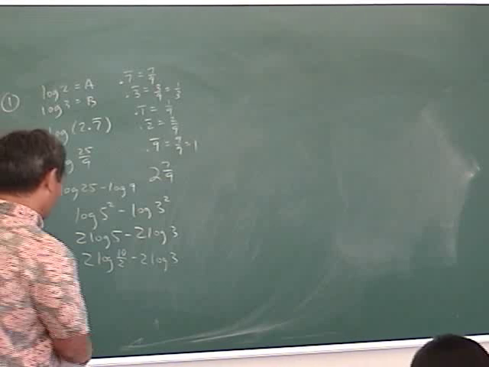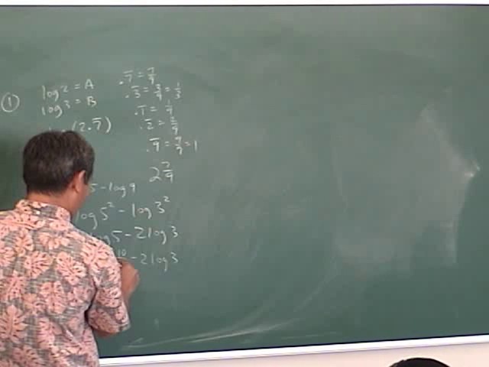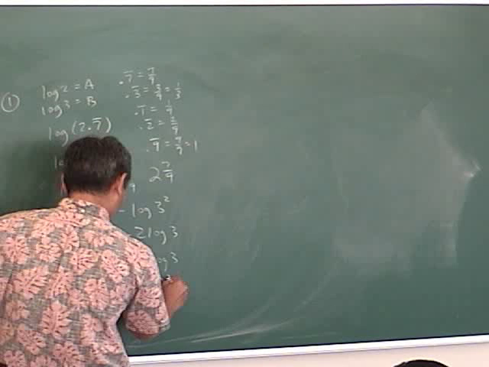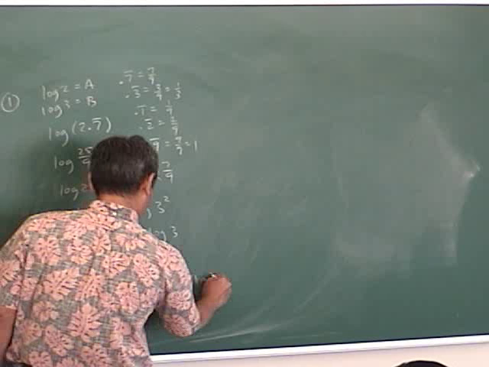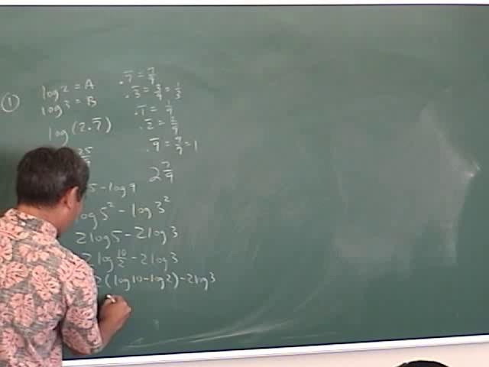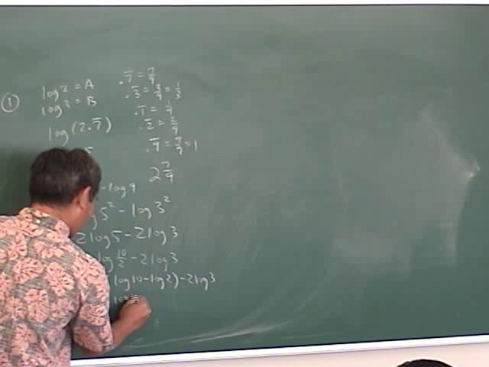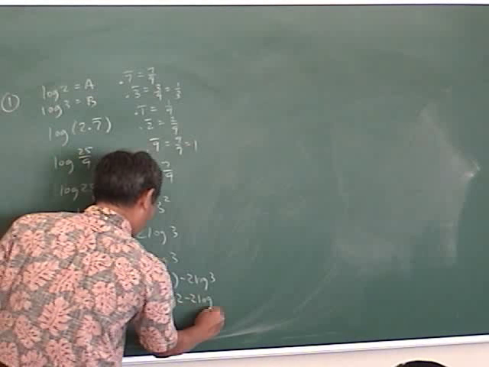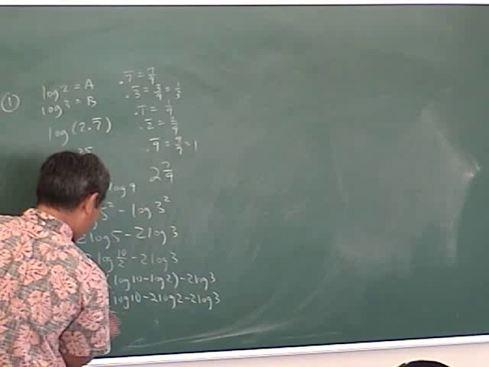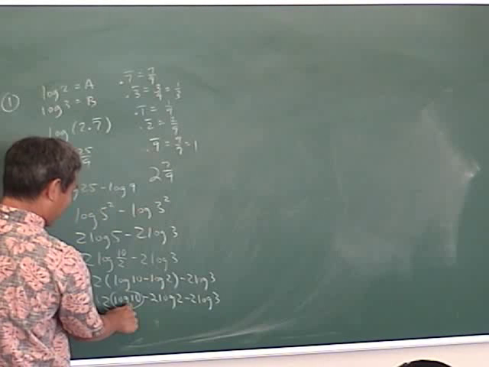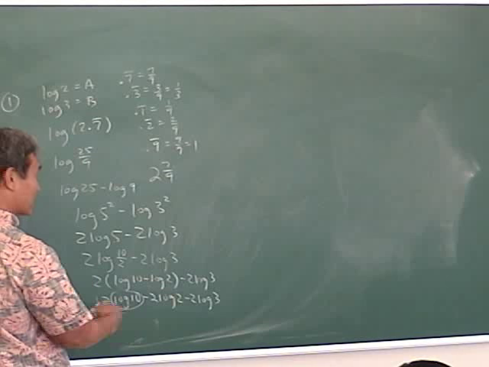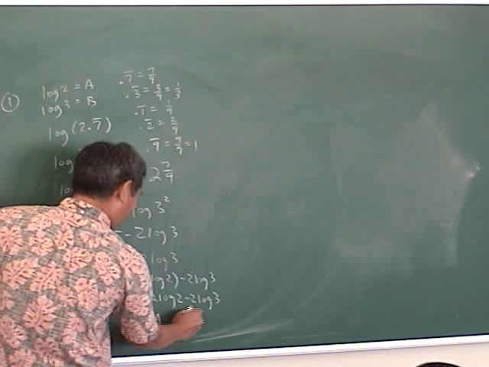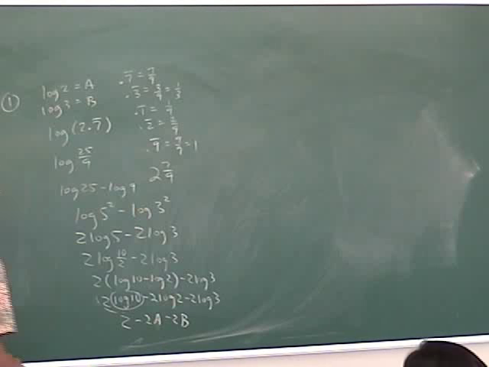Okay, look, using your properties of logarithms, log of 10/2 is log 10 minus log 2, minus 2 log 3. If you distribute the 2, you get 2 log 10 minus 2 log 2 minus 2 log 3. Well, what is log 10? What is the base that's not written? 10. 10 to the what power equals 10? 1. So that's just 2 minus 2A minus 2B. And there's your answer.